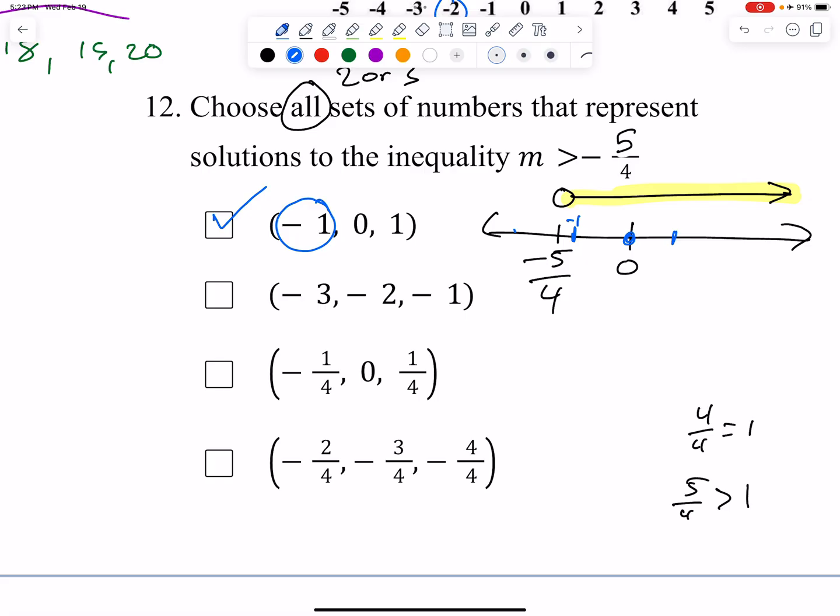Okay, all right. The next one. Let's see. I have negative 3. Okay, negative 3 is over here. That's already wrong, so I know that one doesn't work. Next one, negative 1/4. Okay, that one is right there, because it's less than 1. Then I have 0 and positive 1/4. So that one works. And then the last one is negative 2/4. Whoa, negative 2/4, okay, is right there. Negative 3/4 is right there. And negative 4/4, I just saw that right there, is right there. You're getting closer to it, but you never touch the negative 5/4. So technically that would work as well.